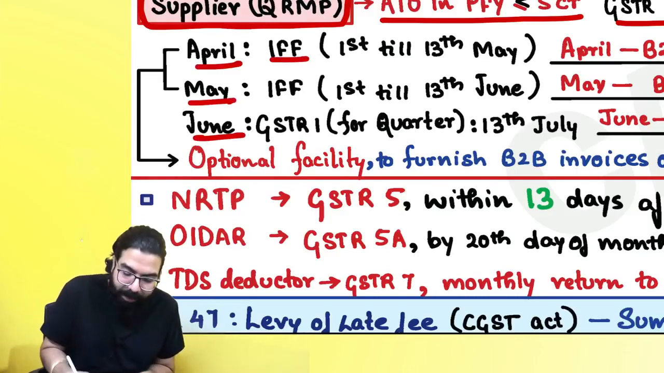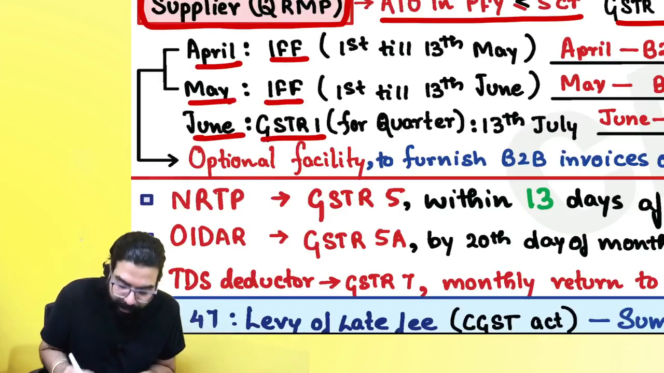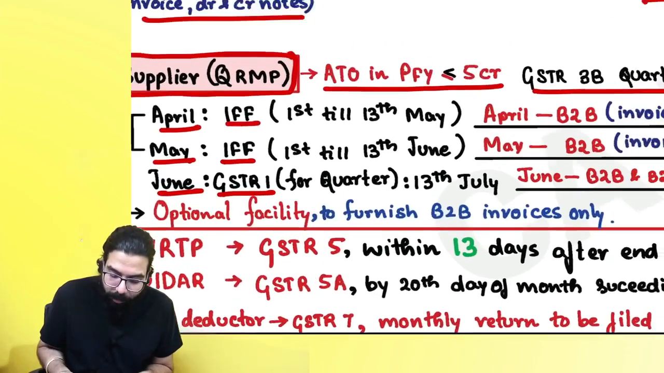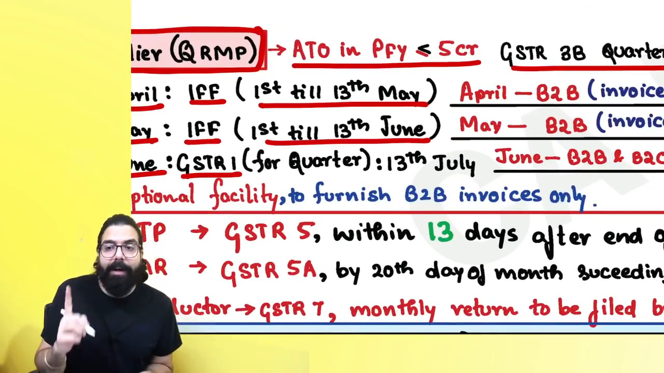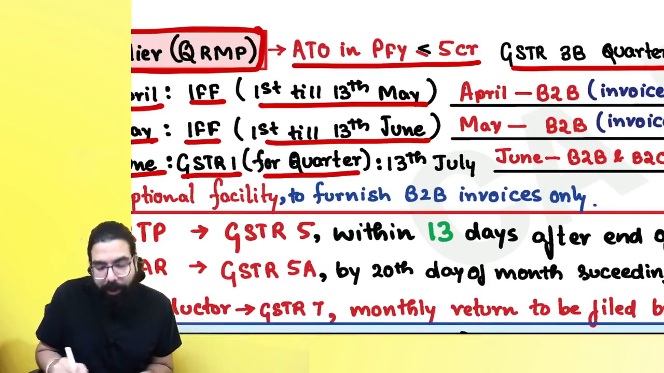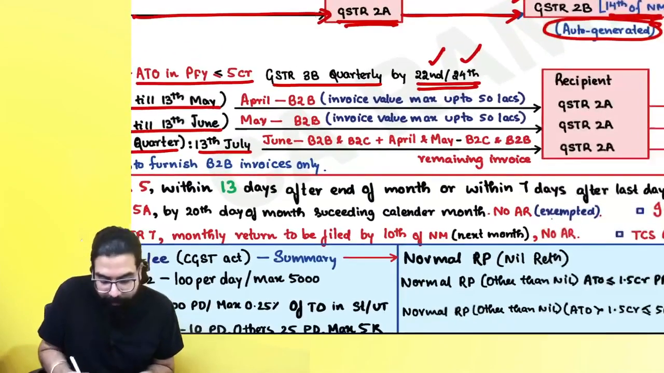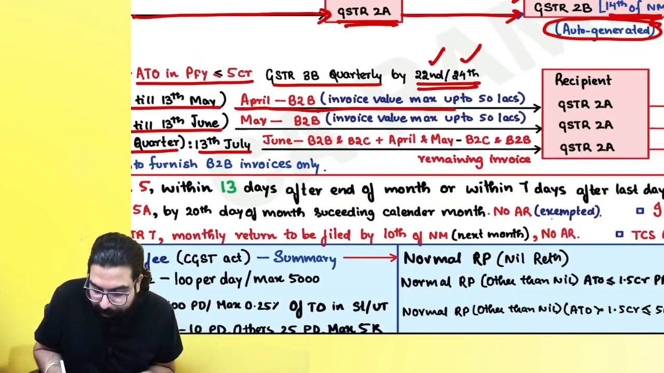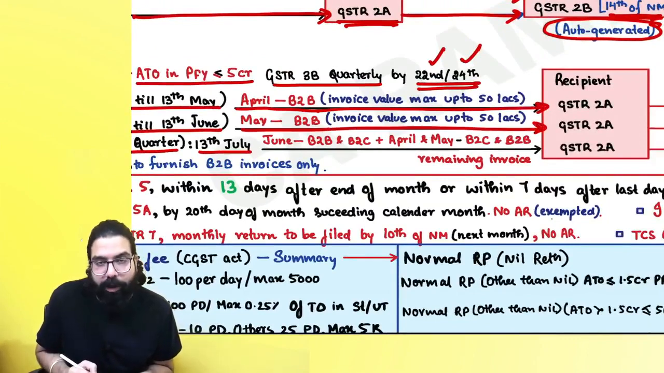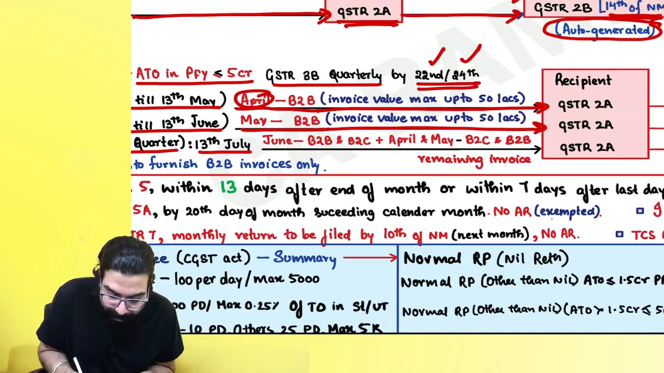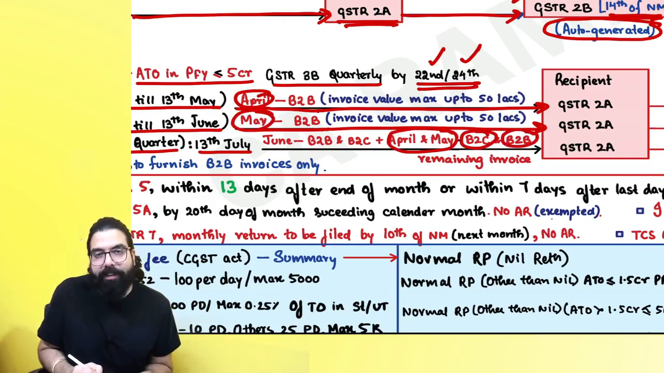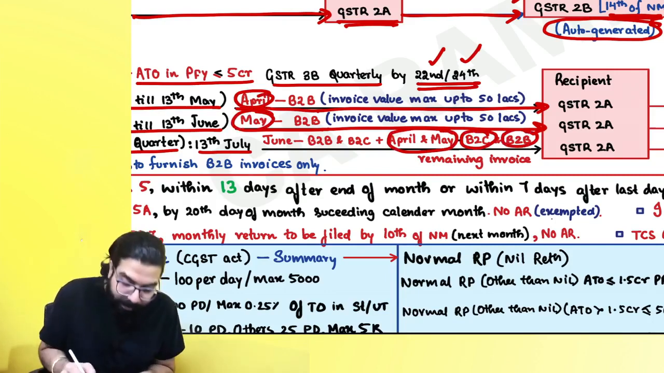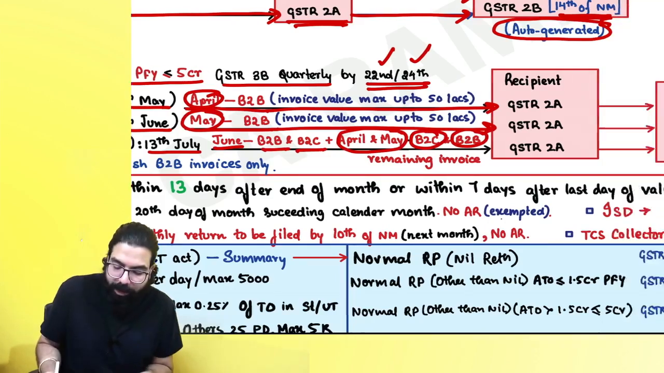For April there is IFF, for May there is IFF, and for June he will file GSTR 1 till the 13th. It is not the 11th, it is till the 13th, and for the quarter, it is the 13th of July. You will show your B2B invoices, and the maximum you can show is 50 lakh. Now, any B2C or B2B invoices of April and May which you have not shown, you can show, plus both B2B and B2C invoices of the month of June.